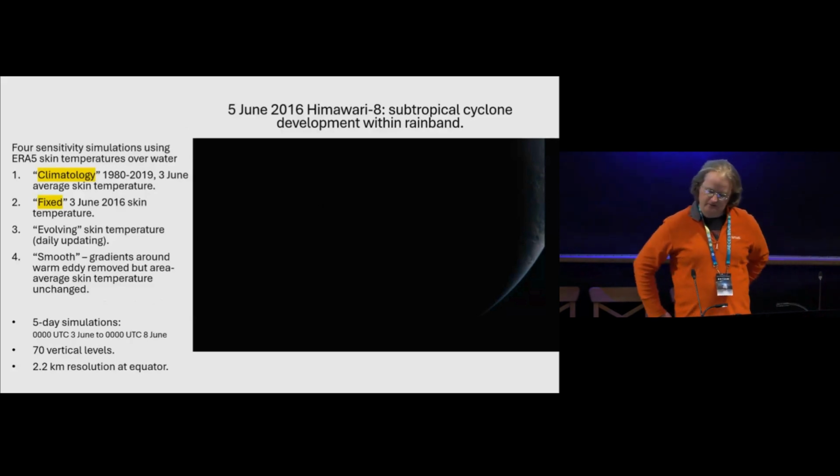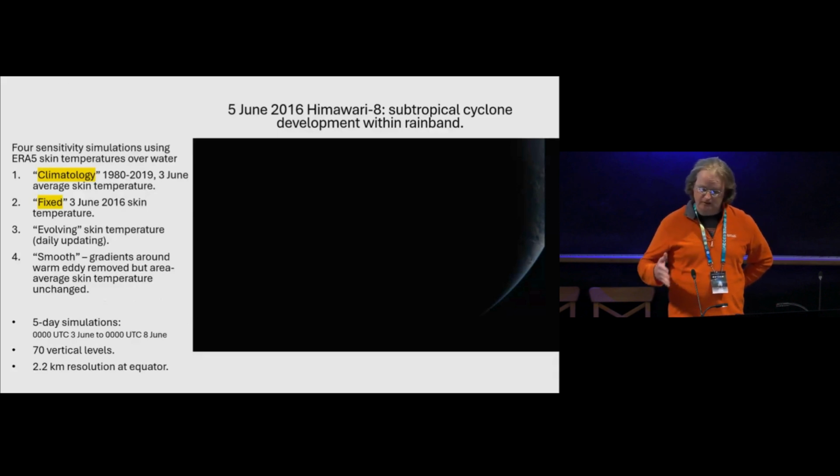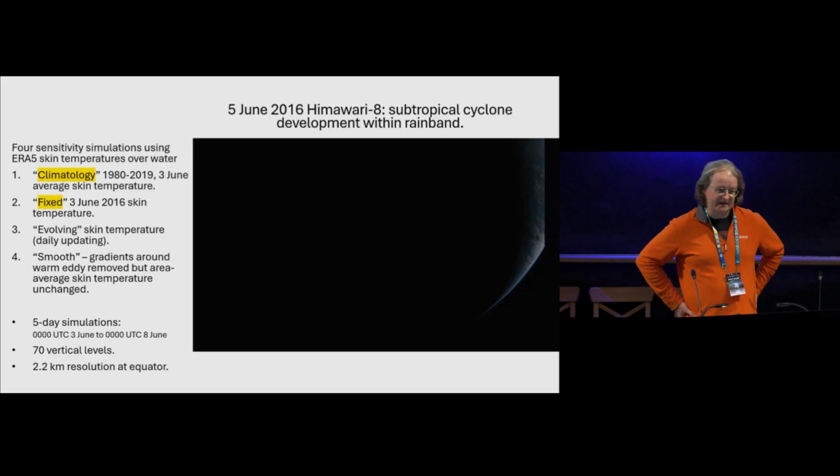We've worked on 4 simulations so far. The first being a climatology, which is a 3rd of June average skin temperature for 1980 to 2019. And then our fixed is fixed on the initial time of the case. And then an evolving has the skin temperature updating every day. And then a smooth one is removing a warm eddy that seemed to be potentially impactful.